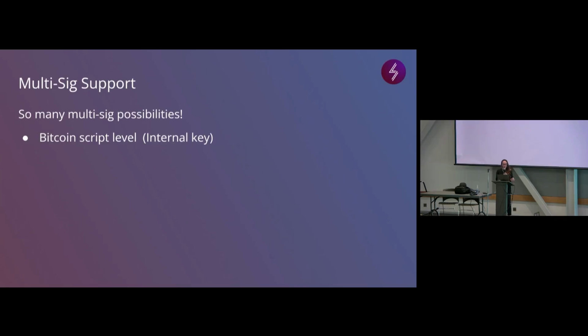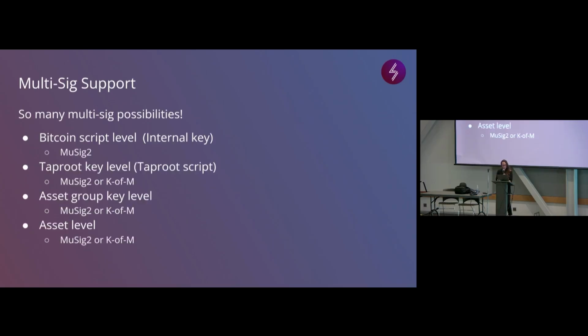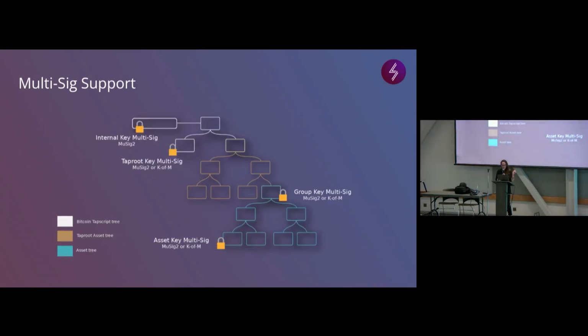So we're going to talk about here, I'll just list this in bullet points, the different layers and levels at which this is possible, but then I'm going to show you a pretty picture because I think that really helps a lot to understand it. All right, here's the pretty picture, right? So we're again looking at this multi-level Merkle tree, and we're looking at the different places in which it's possible to add multi-sig. So obviously at the internal key here and this Taproot stuff, we can do MuSig too.